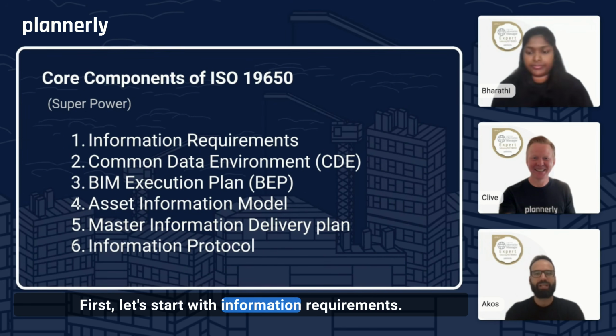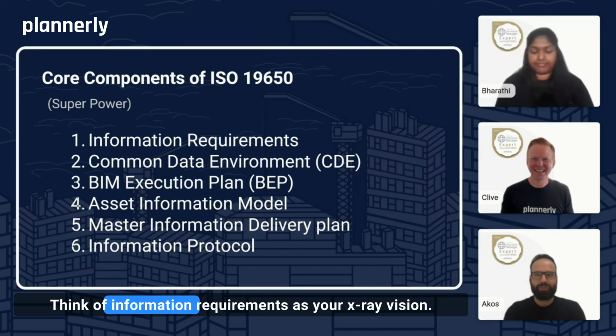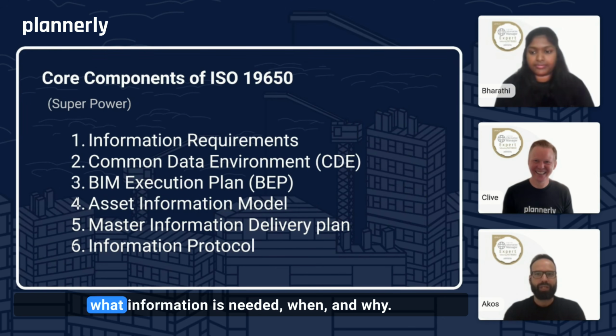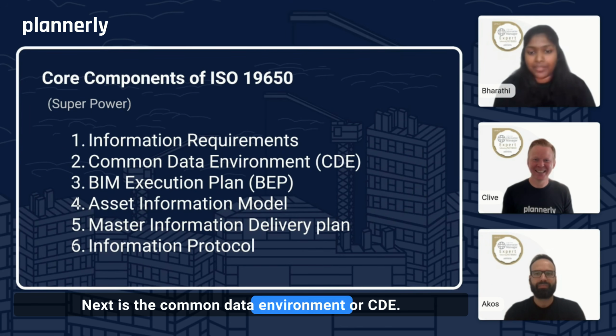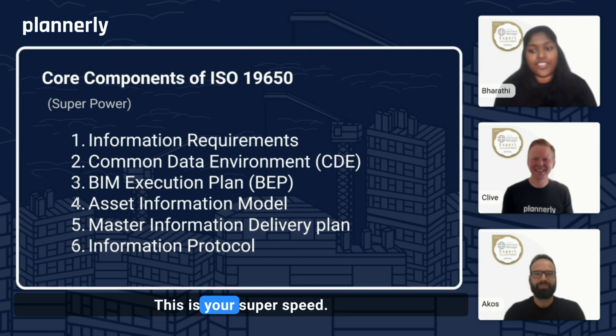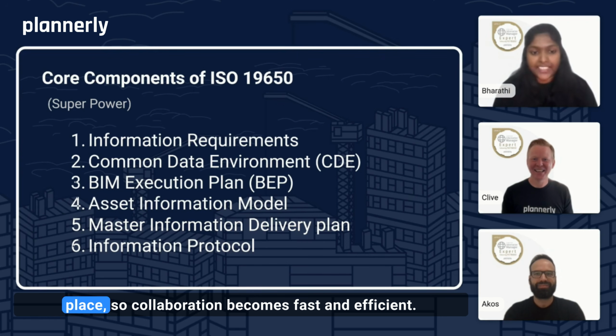First, let's start with information requirements. Think of information requirements as your X-ray vision. It gives you a clear view of what information is needed, when, and why. Next is the Common Data Environment, or CDE. This is your super speed. Everything is stored and shared in one place, so collaboration becomes fast and efficient.